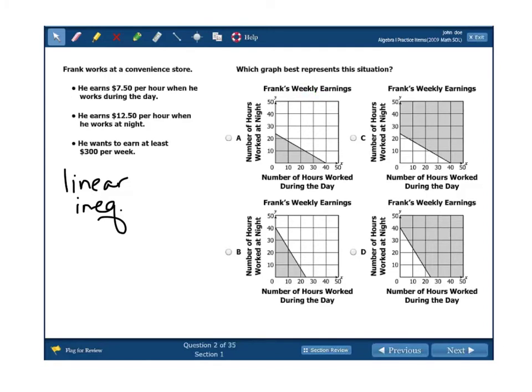Okay, Frank's weekly earnings, that's the title for everything. On one axis, we have number of hours worked at night, and on the other axis, we have number of hours worked during the day. And then this is his weekly earnings, and I'm assuming that his earnings are because we've got inequalities that we're either looking for an at most or an at least situation. At most would be shaded down because that's the most it can be. It's that or less. At least would be shaded up.